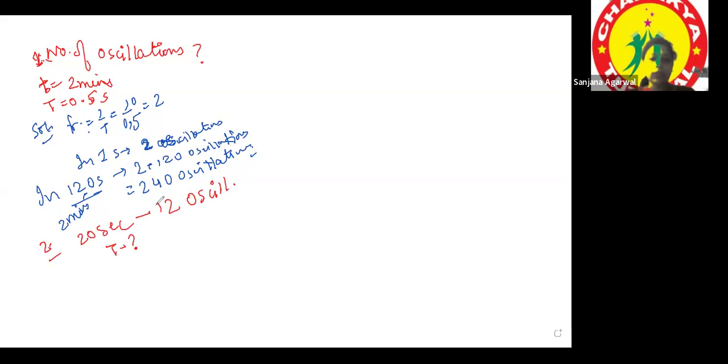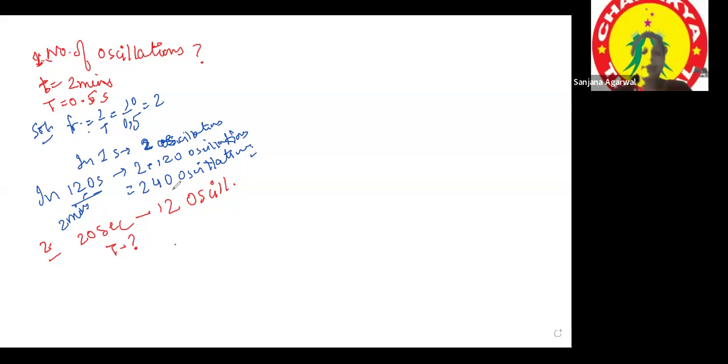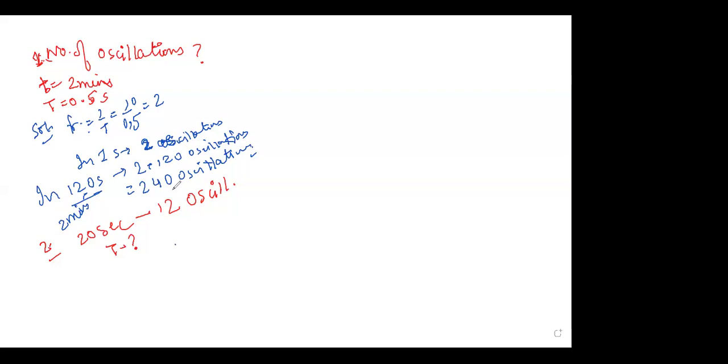Okay, this everybody knows. Find out the time period. Can anyone tell how to find out time period? Ma'am, can you repeat the question? A simple pendulum takes 20 seconds to complete 12 oscillations, calculate its time period. Total time by number of oscillations. Yes.